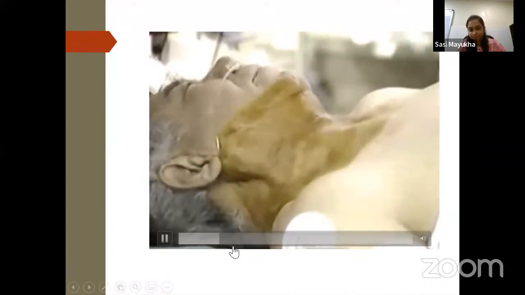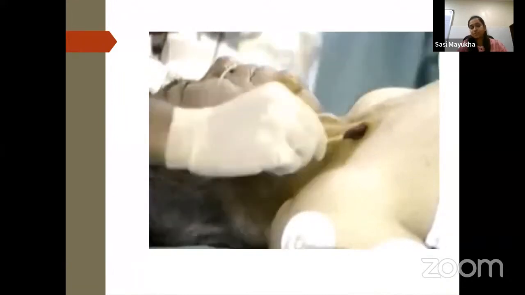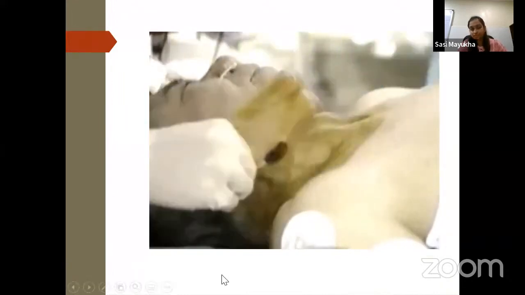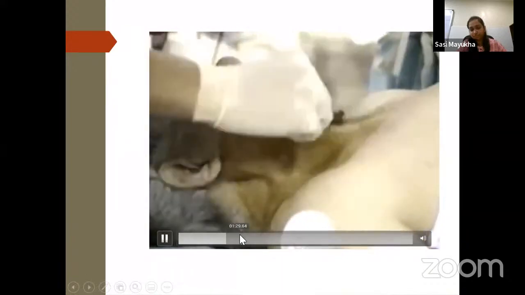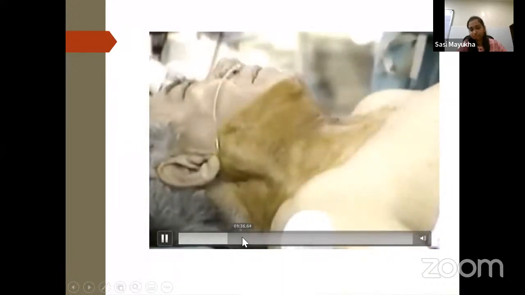Once you've identified the landmarks, you have to use antiseptic. Here they've used povidone, but now we've moved on to use chlorhexidine. You can make the sternocleidomastoid more visible by having the patient rotate his head to the contralateral side and flex his neck. Once the betadine is dry, place a sterile dressing on the patient.